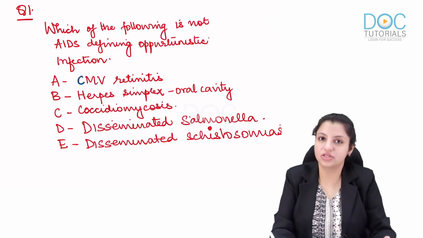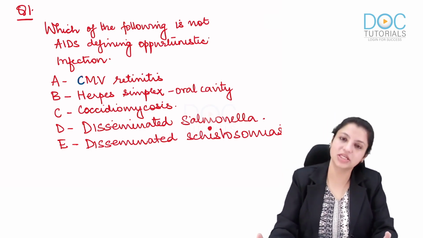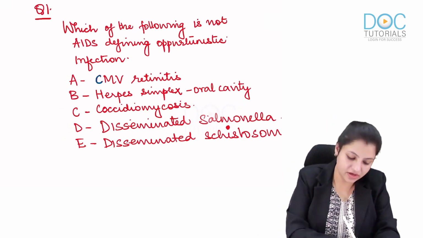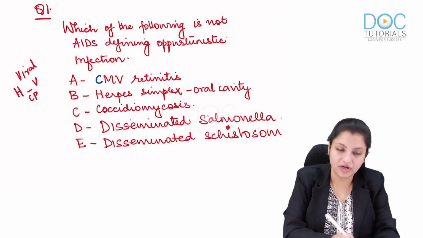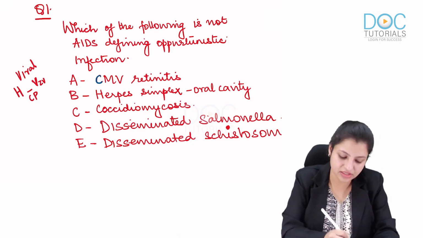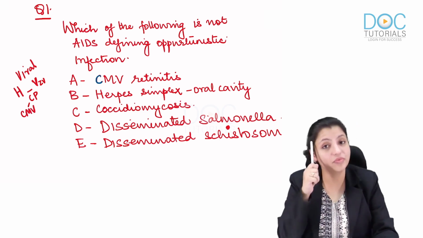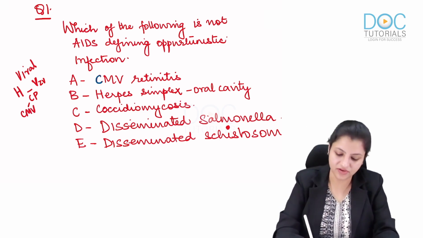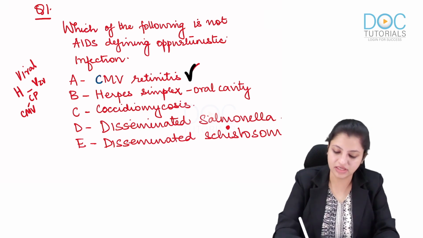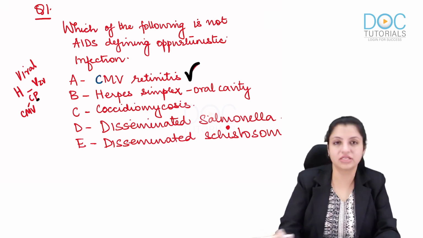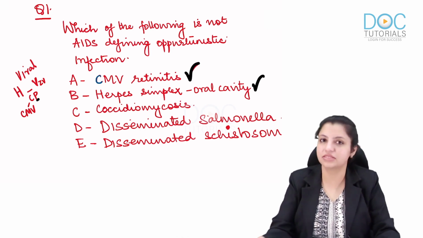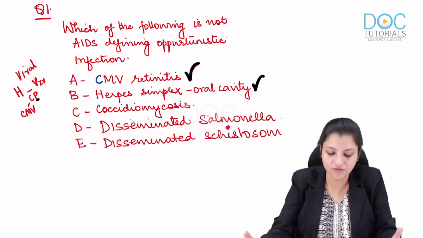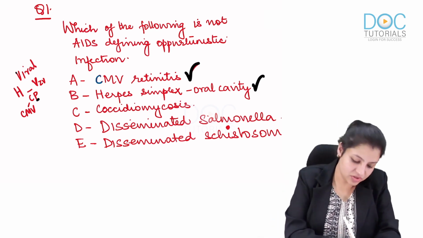So let's come to the question now. Which of the following is not an AIDS-defining opportunistic infection? Here, CMV retinitis is in viral lesions. Everybody knows in viral lesions we have herpes simplex, varicella zoster virus, and CMV. CMV is typical of brain, eyes, lung, and intestine, so CMV retinitis is an AIDS-defining infection. Then progressive multifocal leukoencephalopathy is caused by JC virus. Herpes simplex, disseminated, is very important and is a feature of AIDS-defining illness. So these were your viruses.